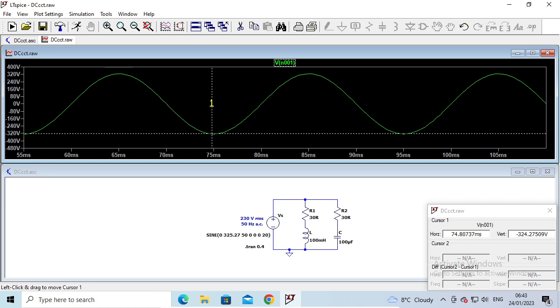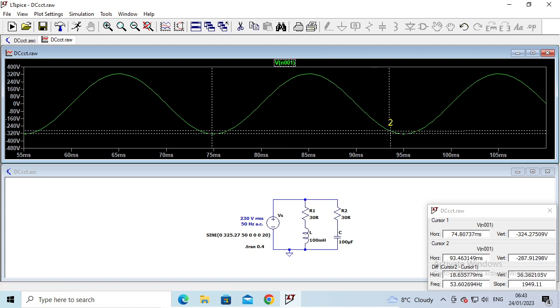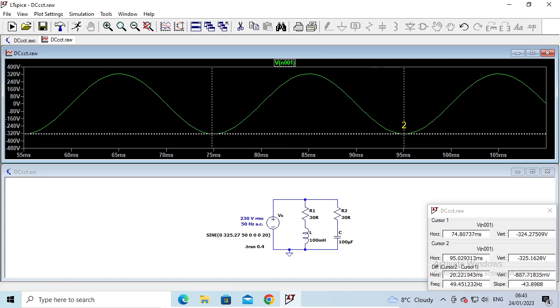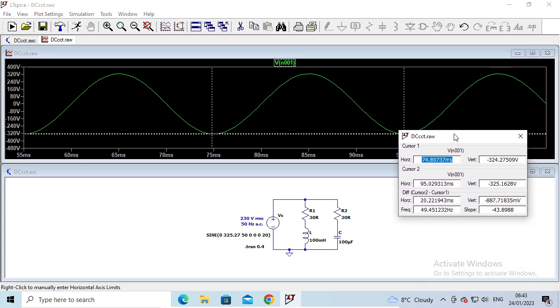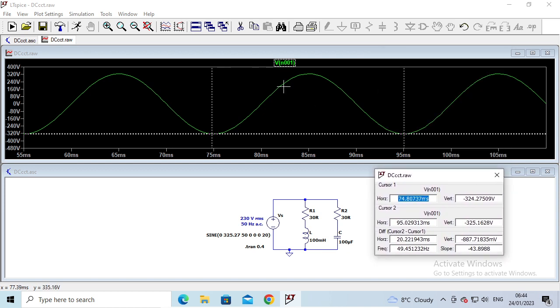It's 50 hertz, so we are probably expecting to see a period of 20 milliseconds. That's 1/50th of a second. So if I add the second cursor on here and move that over to this trough here, we should be seeing a horizontal difference between the two cursors of approximately 20 milliseconds, and that looks about right there. It's the horizontal difference between those two cursors that I've dragged on top of the waveform here.